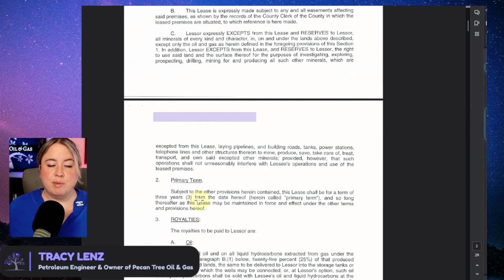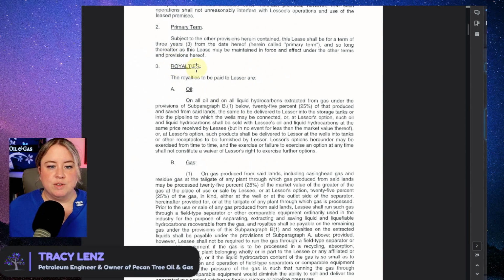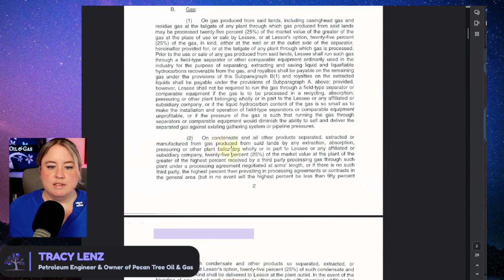It's a 3-year primary term. The royalties. Here you go. Royalties. They spell it out in these newer leases where it's a little easier. So the royalties, this is 25% of produced and saved from said lands. Now, a lot of this other stuff, and you'll see like 25%, 25% on condensate also. 25% is the baseline for all the different products that are being produced for this lease.